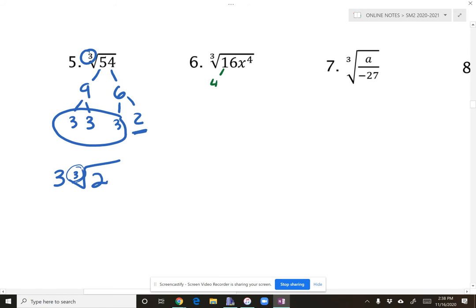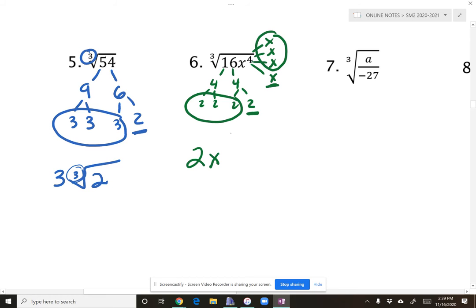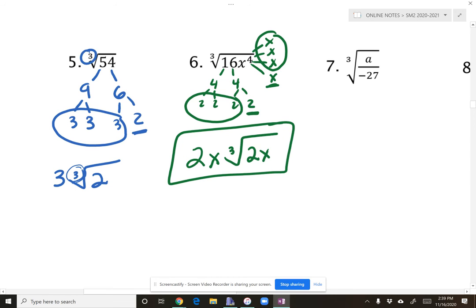16 is 4 times 4, which is 2 times 2 times 2 times 2. And I got one group of 3 and one left over. And then x to the 4th, I've got 4 of them, which means I make one group and one left over. So on the outside, I have a 2 and an x. And then inside, I have a 2 and an x. And I make sure to put the 3 in there because I'm doing groups of 3.